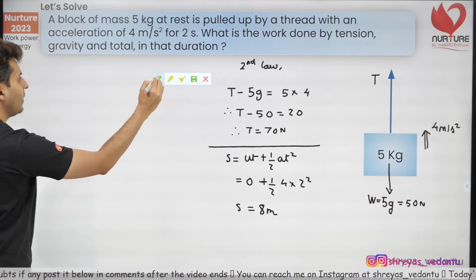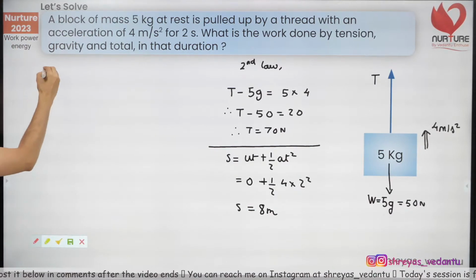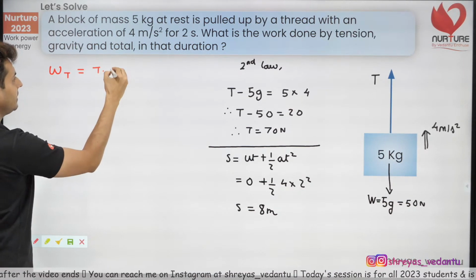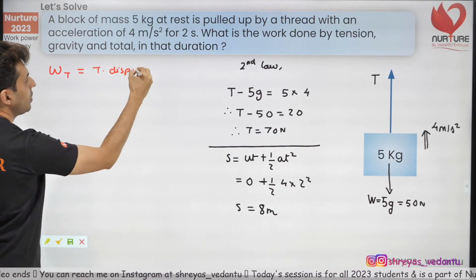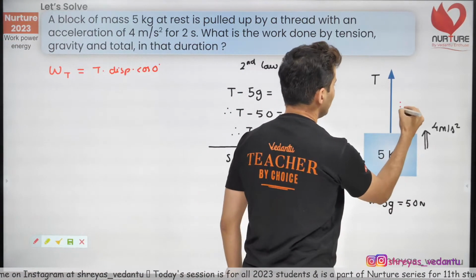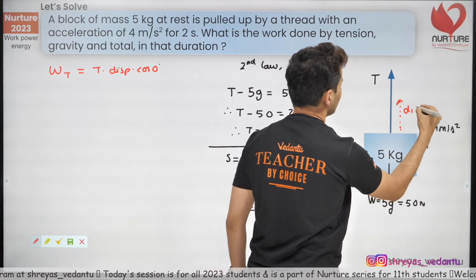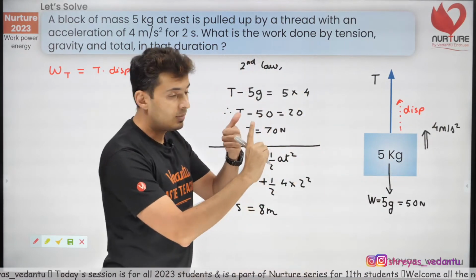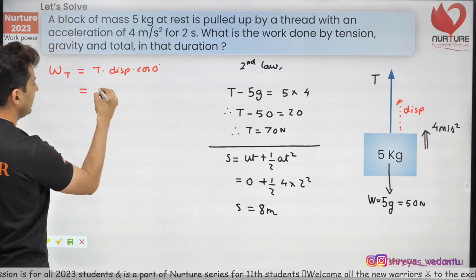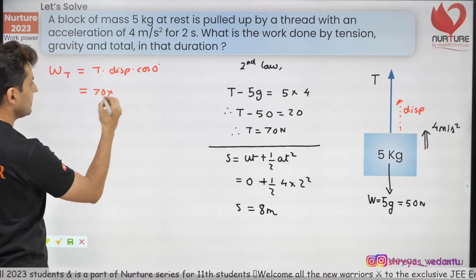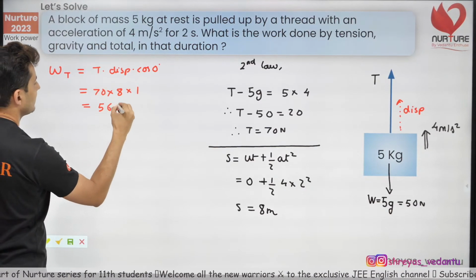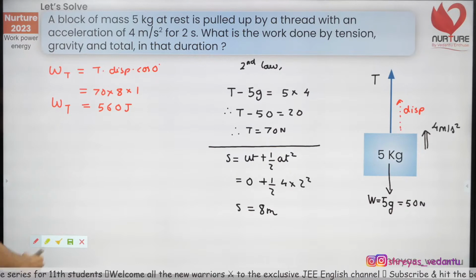Now let's come to work done. Work done by tension will be tension into displacement into cos 0. Why is it cos 0? Because remember, the displacement is happening here. This is the direction of displacement. The angle between tension and displacement is 0. So what is the tension? Tension is 70. What is the displacement? Displacement is 8 into 1. So this will be nothing but 560 joules. That's the work done by tension.